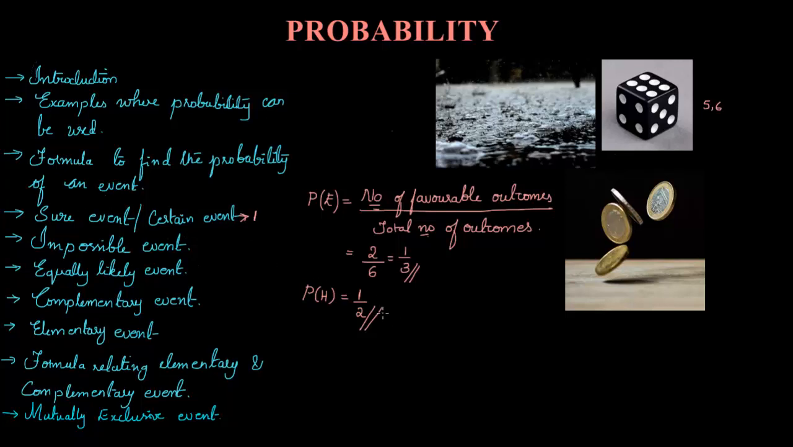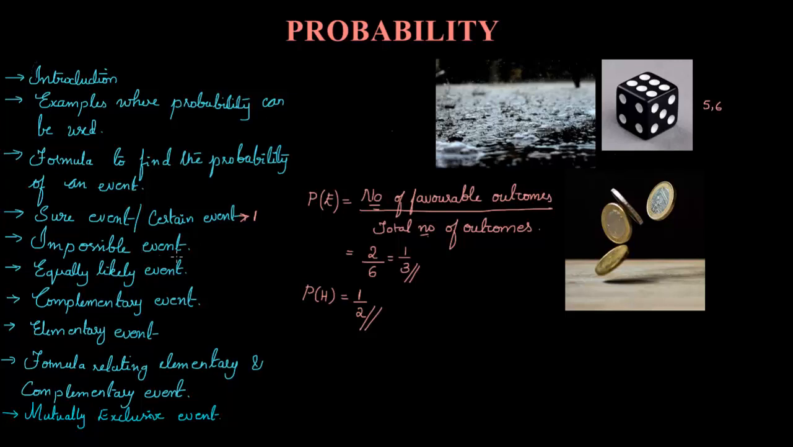What are the examples you can have? Tomorrow the sun rises from the east. So it is a sure event. Obviously the sun will rise from the east itself. It can never rise from the west, right? So it is a sure event, a certain event. It is only going to happen, right? So this is the example for a sure event.